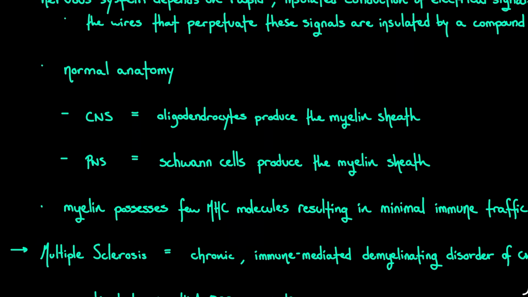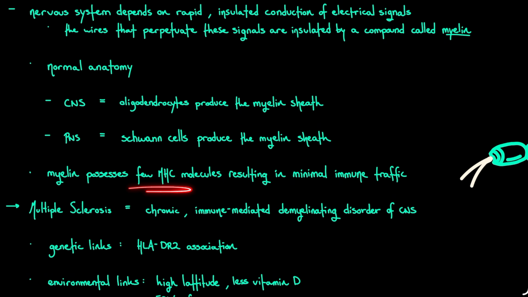So normal anatomy states, let me go ahead and hit that focus. There we go. Normal anatomy states the central nervous system, we have oligodendrocytes that produce the myelin sheath, the wrapping around the nerves that provides insulation. In the peripheral nervous system, you have your Schwann cells or your neurolemmacytes that produce this myelin sheath. Okay? Again, this is just a fatty lipid composed substance that coats the nerves, allowing for a quicker conduction of the electrical signal. Myelin also possesses few MHC molecules, resulting in minimal immune traffic.